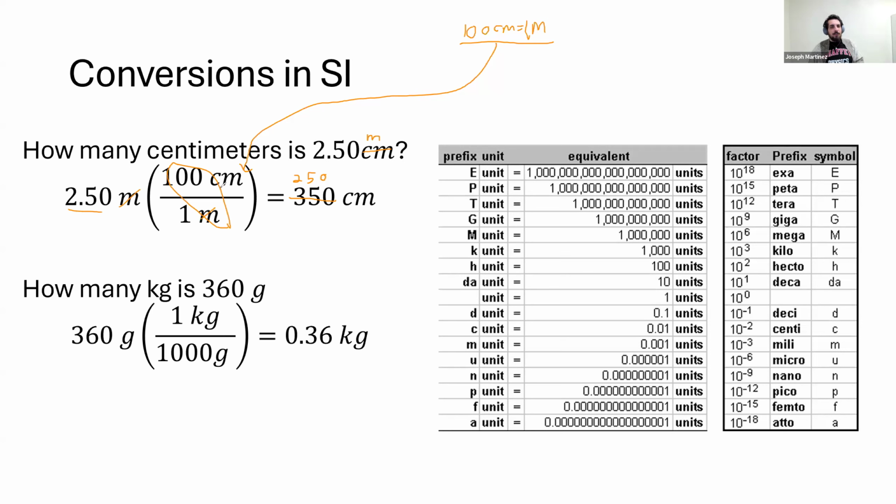So to convert from meters to centimeters, all you have to do is multiply by 100. That's an easy mathematical operation, right? You just move the decimal point over 2 times.